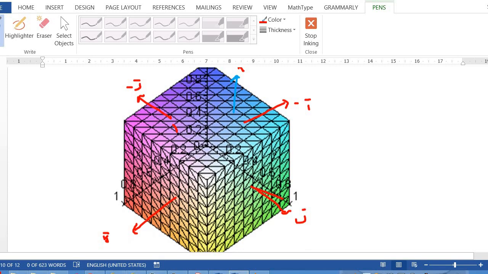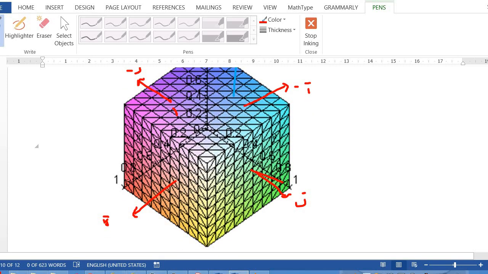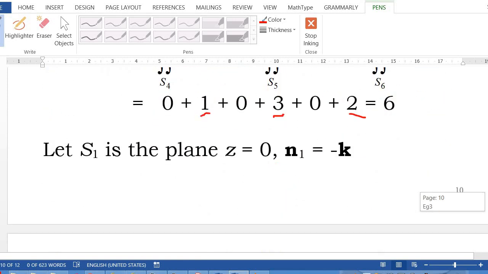Then for this one, plane x equal to 1, the unit normal vector flowing out is positive i, so at the back it will be negative i. For y equal to 1, the unit normal vector flowing out is positive j. At the zx plane, that will be negative j. Then you do it 6 times to get the answer.